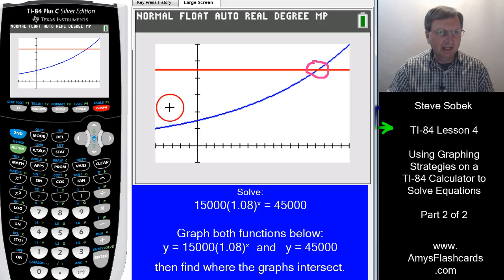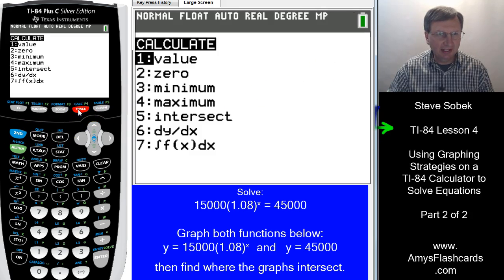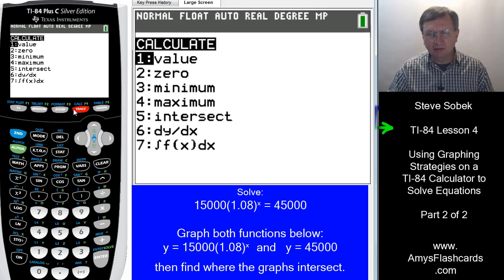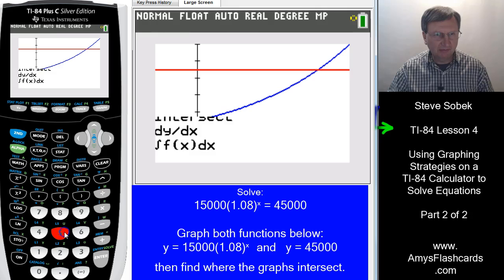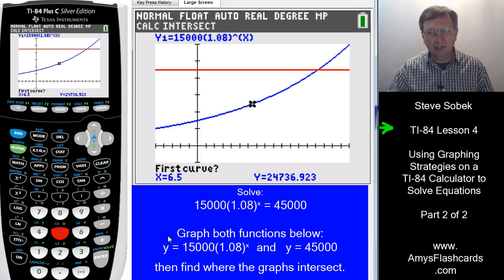All right. Now, to find that point of intersection, we hit second, calculate, and you could probably guess. All right. We're not using 0 like we did with method 1. We're not finding the zeros of the function. We're trying to find a point of intersection. That's number 5. So hit the 5 button, and like before, there's some prompts, there's some preliminary questions that you have to answer before it gives you the point of intersection.